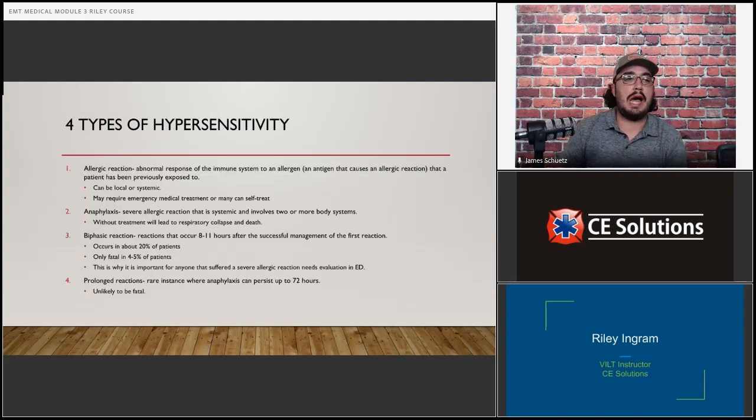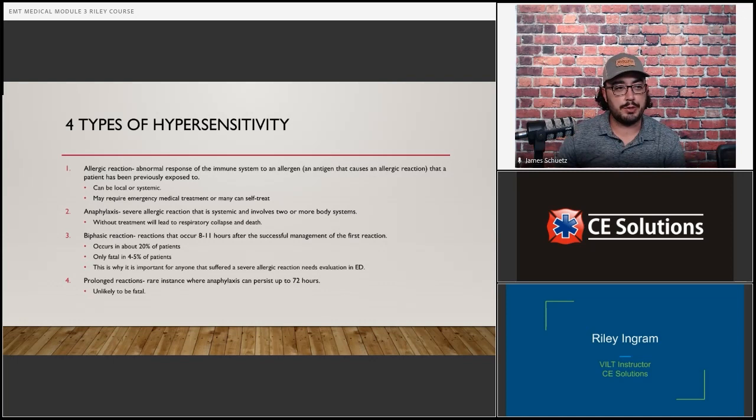All right. So 4 types of hypersensitivities. You've got an allergic reaction, which is an abnormal response in the immune system to an allergen, an antigen that causes an allergic reaction that a patient has been previously exposed to. It can be local or systemic, like we just talked about. May require emergency medical treatment, or many can self-treat. Just take some Benadryl, maybe an EpiPen if need be, and they're good to go.